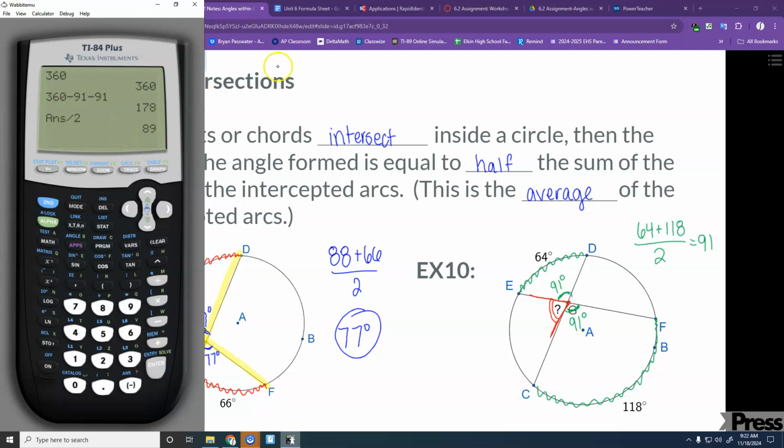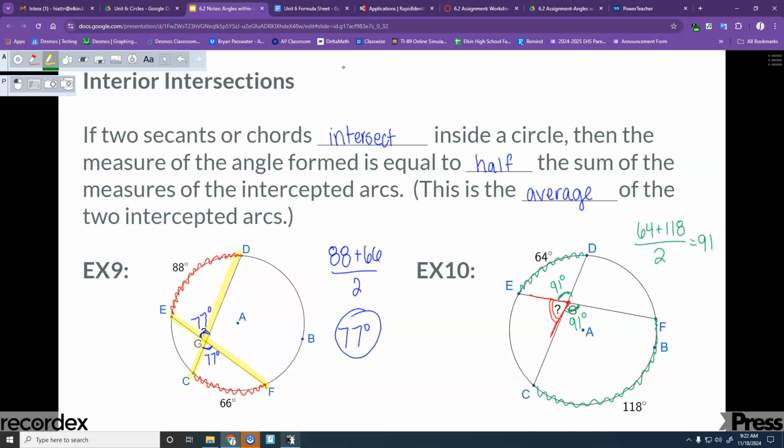Or what I would do for this one, this angle right here that we just found and the one that we're looking for, what do they make when you put them next to each other? They make 180 degrees because that's a straight line, right? The arcs are not necessarily 180, but these two angles right here are 180. So you also could just do 180 minus 91, and that will give you 89 that way as well.